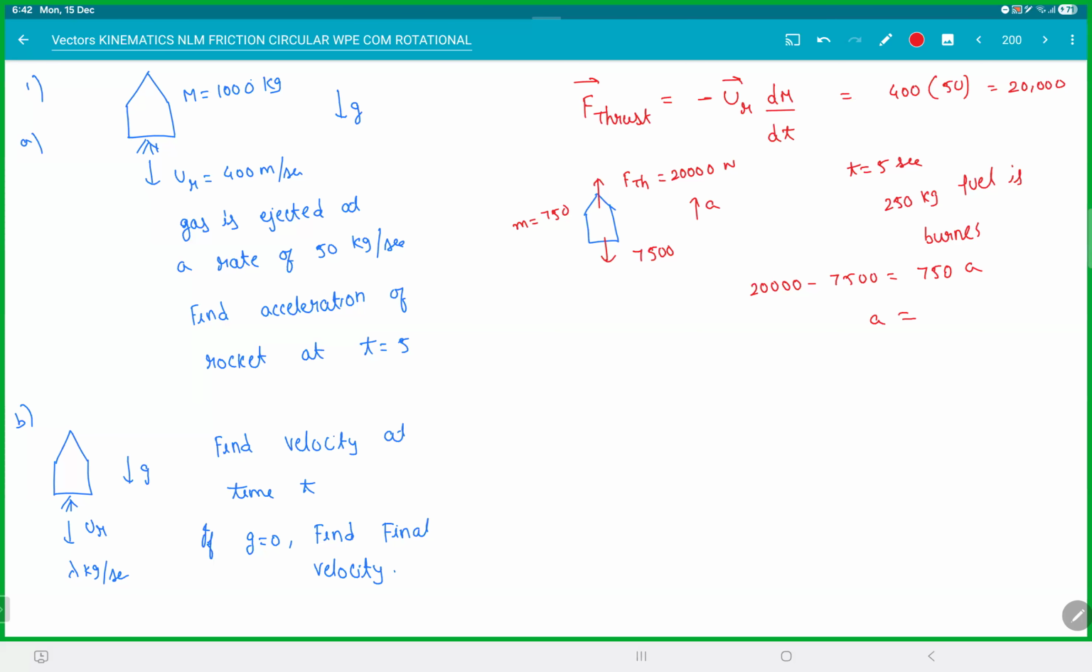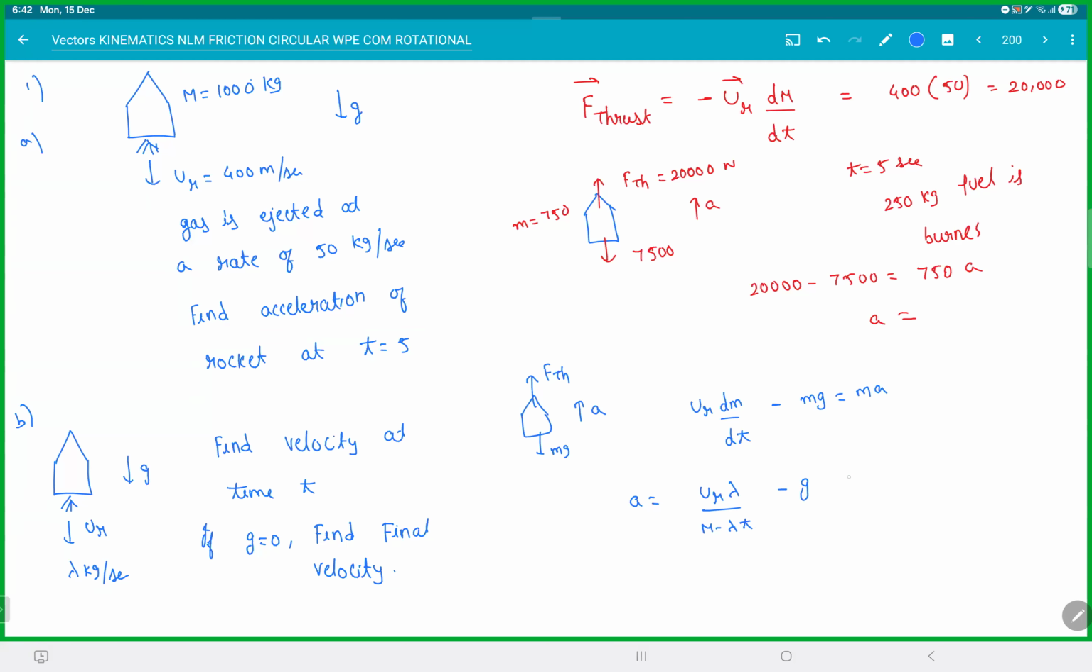What about the second thing? You want to find acceleration as a function of time t? Same story. F thrust, mg, acceleration. So this will be ur dm by dt. So you just take the magnitude. The sign is already taken care of when you kept it upward. Minus mg is equal to ma. So we get acceleration is equal to ur lambda by (m minus lambda t), minus g.